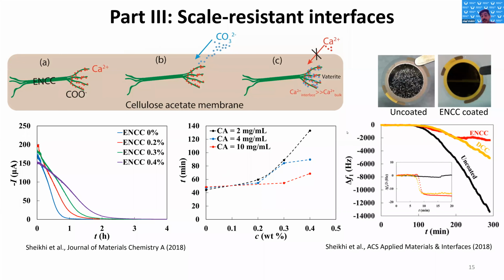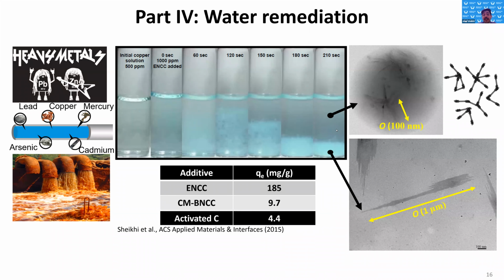We have embedded these hairy nanocelluloses in several polymeric matrices to form anti-scaling membranes, and we have observed that the presence of these hairy nanoparticles increases the scaling time, meaning that scaling takes place slower. And also we have coated different surfaces with these hairy nanocelluloses and observed that we can obtain anti-scaling surfaces based on these hairy nanoparticles.